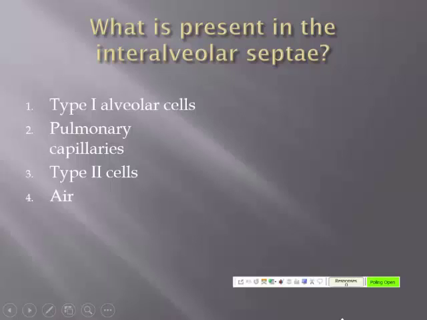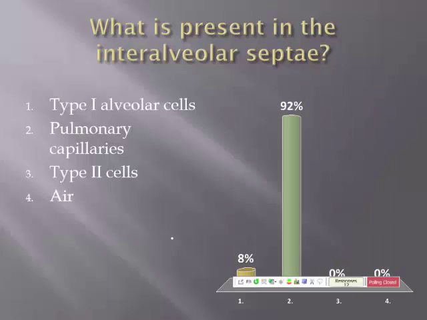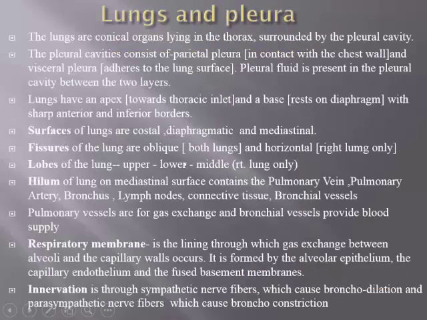So let's review. What is present in the interalveolar septum? Pulmonary capillaries, yes, very good. Type 1 cells are present lining the alveoli, not in the septum. In the septum were the pulmonary capillaries. Type 1 and type 2 cells line the alveoli.